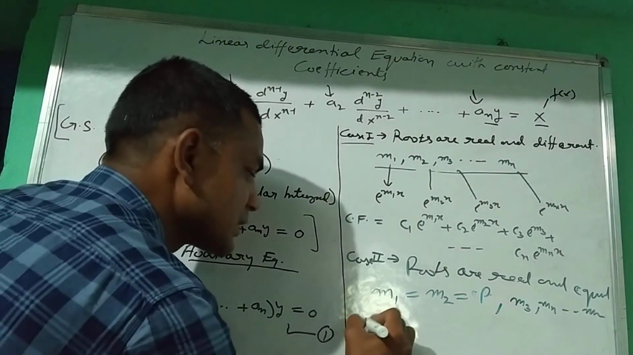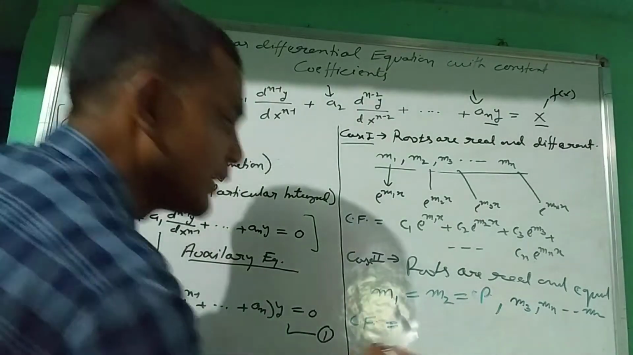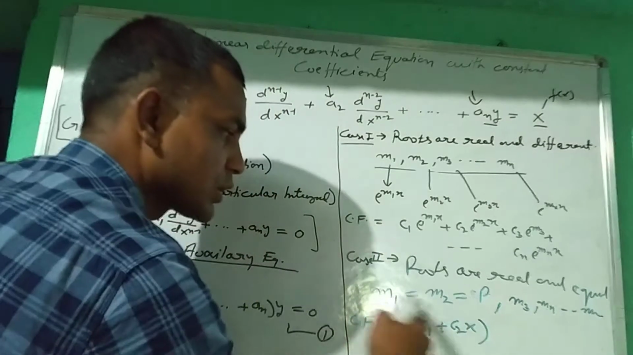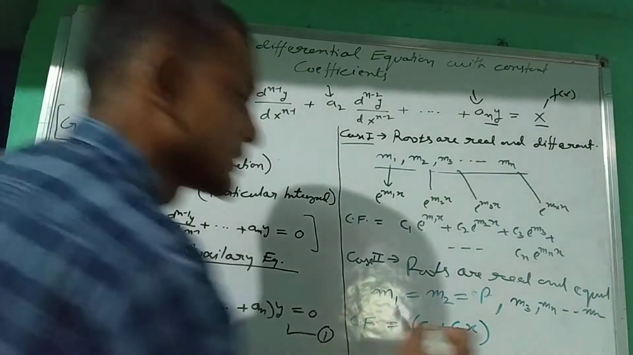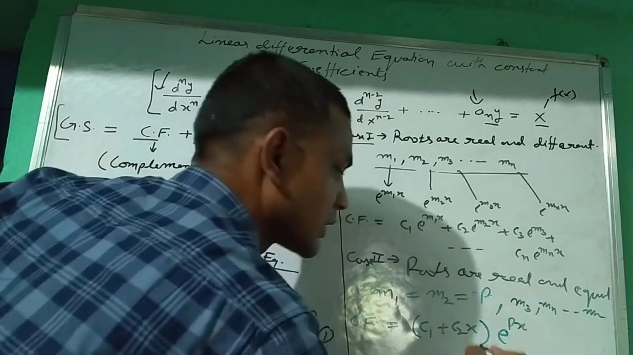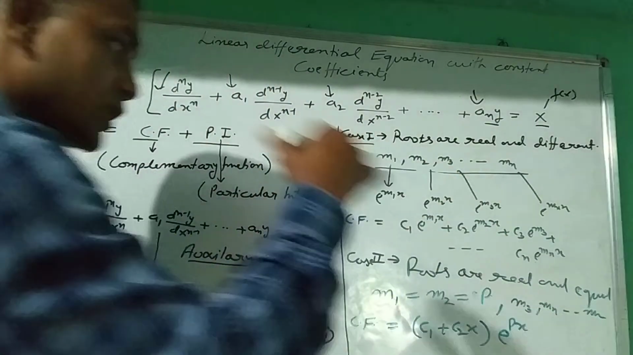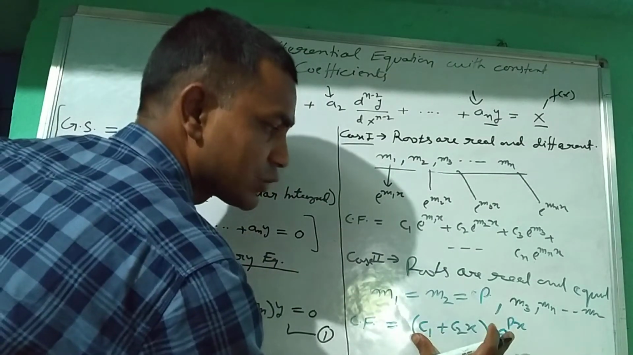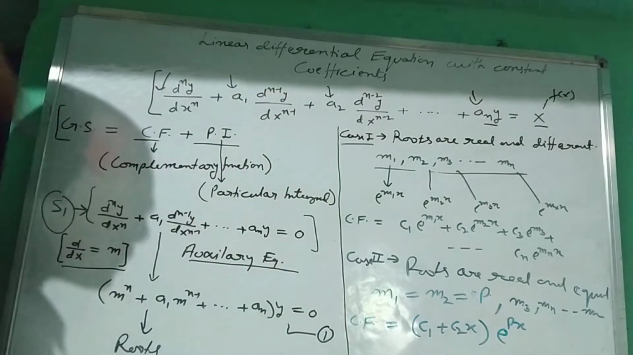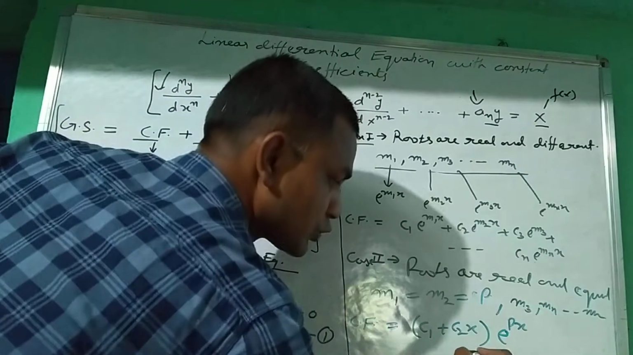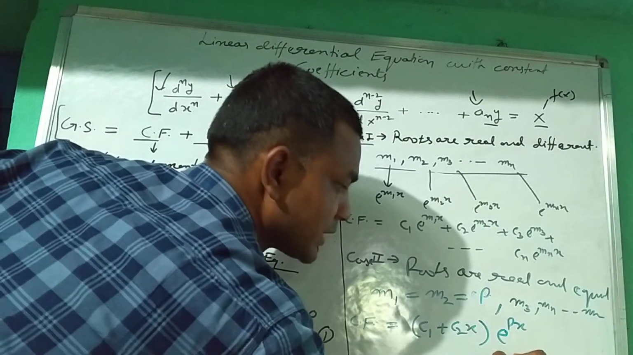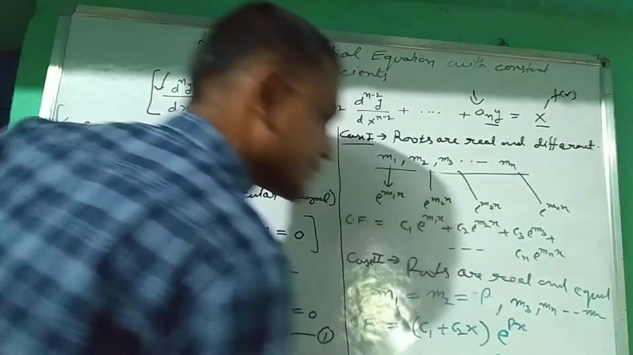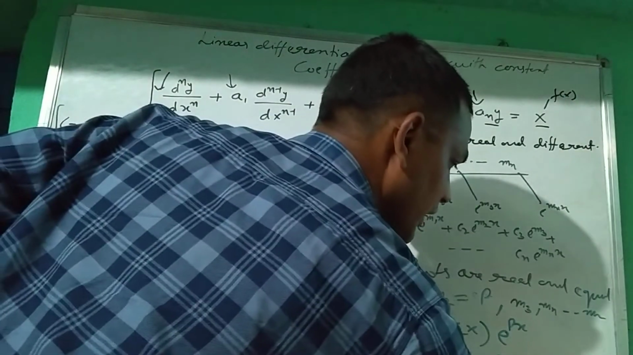Then the complementary function of this equation is equal to (c1 plus c2x) e to the power px for these two equal roots, plus the other roots, which are linearly independent. Only two roots are dependent, so we write the dependent roots as c1 plus c2x, and the other roots as c3 e to the power m3x plus c4 e to the power m4x, and so on, and finally cn e to the power mnx.